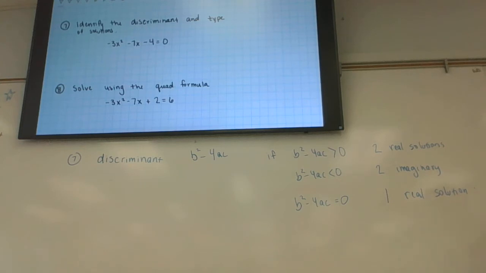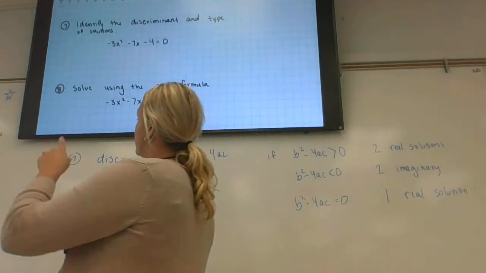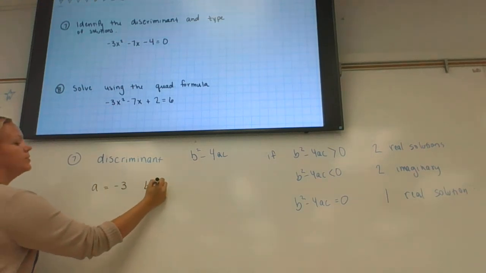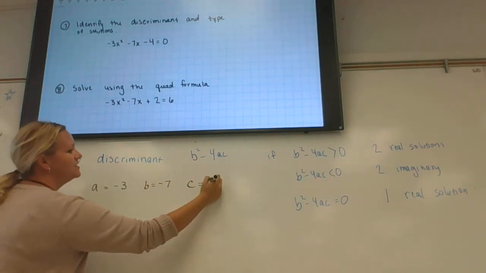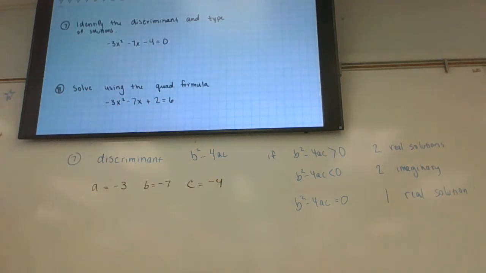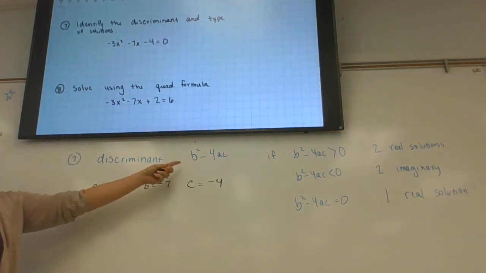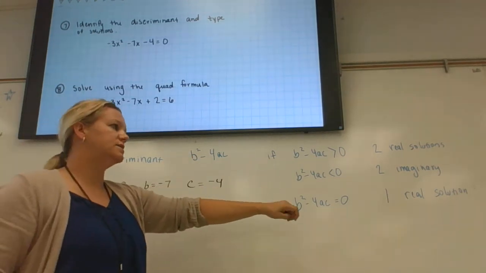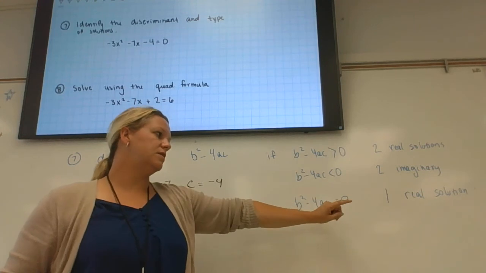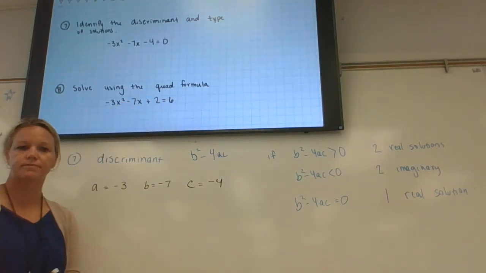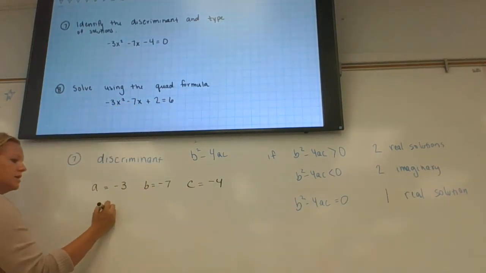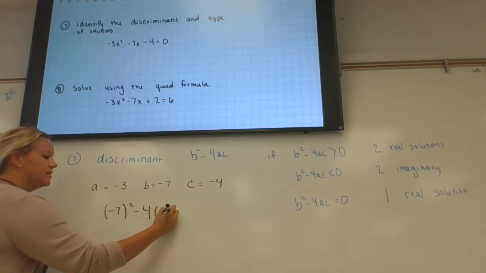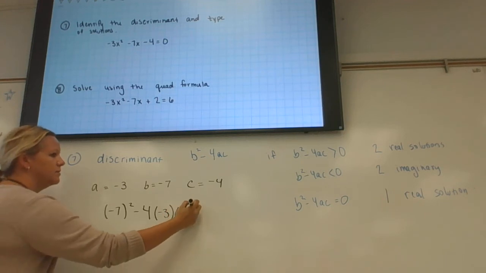So you're going to have to identify A, B, and C. In number 7, A is negative 3, B is negative 7, and C is negative 4. You're going to plug that in here, and whatever the solution is, you're going to decide: is that number greater than 0, less than 0, or exactly 0? Let's try it. So it's negative 7 squared minus 4 times negative 3 times negative 4.